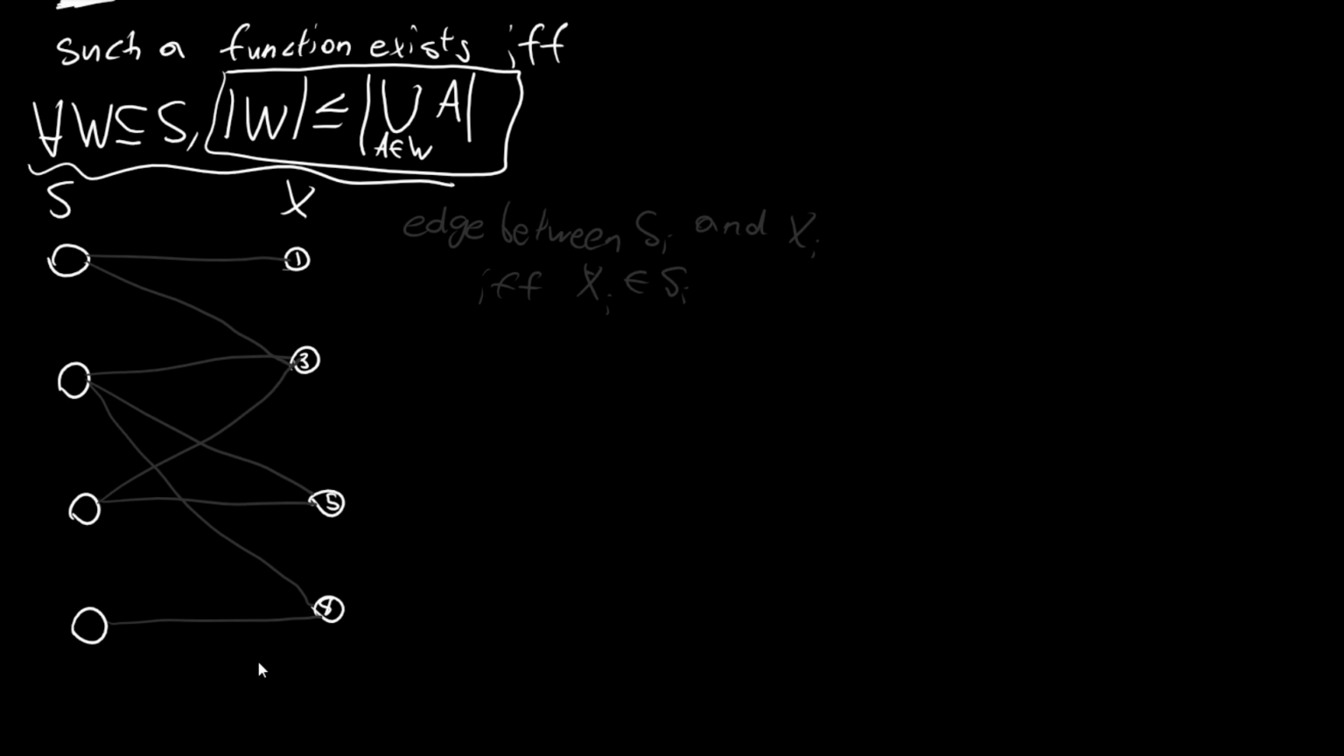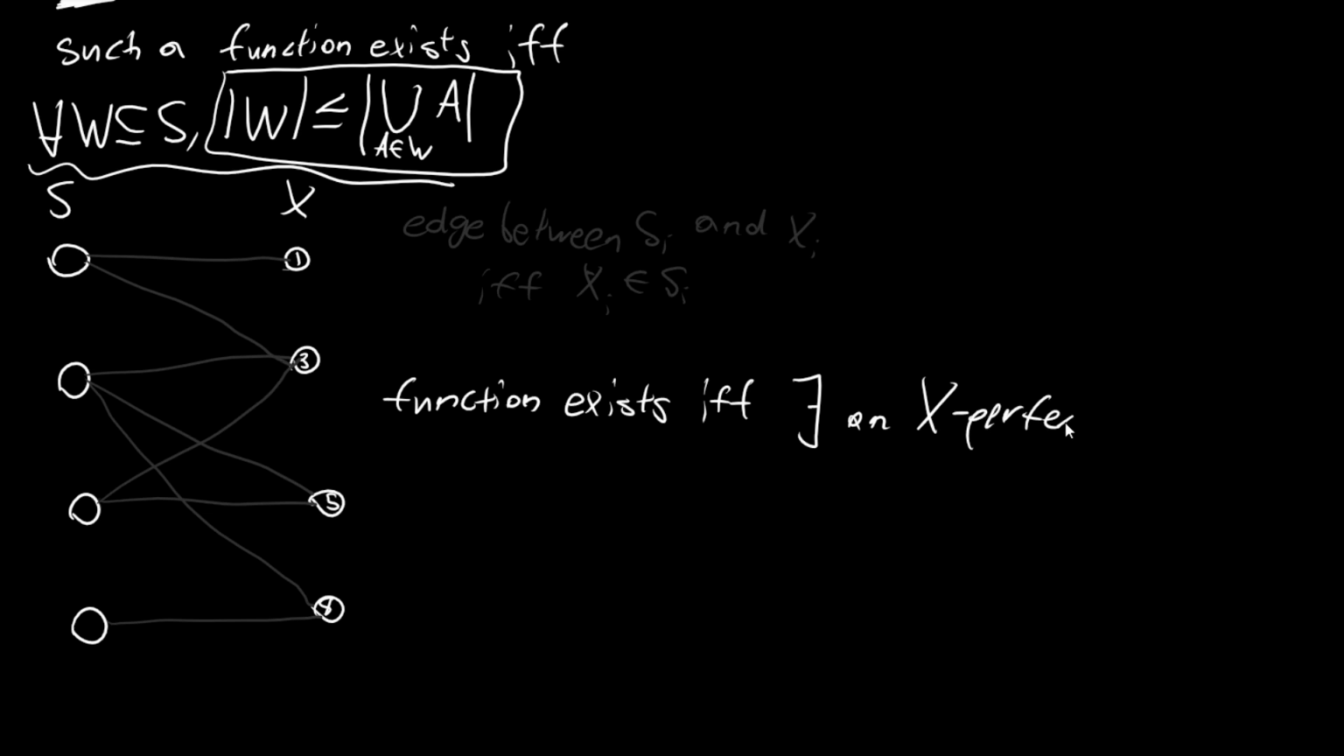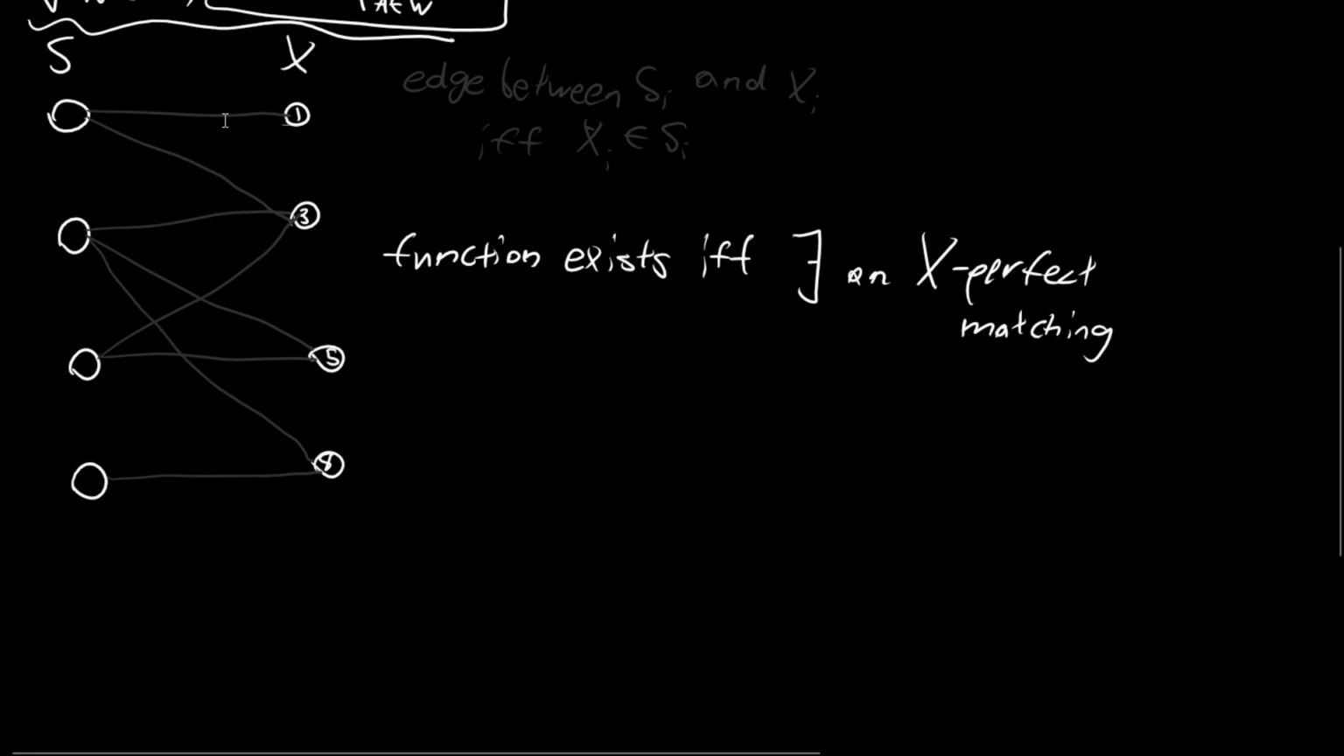And we say such a function exists if and only if there exists an X-perfect matching, which is some matching that covers all the nodes of X. So in our example, some X-perfect matching is this. It's very simple. We just have this matching here.